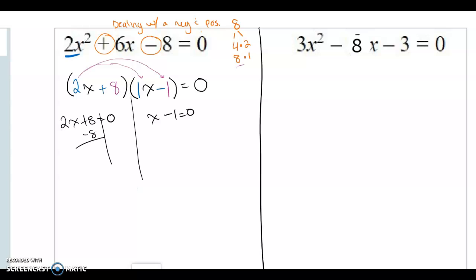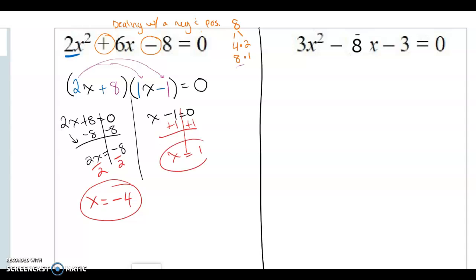And I'm going to subtract 8. If I divide by 2, I get x equals a negative divided by a positive is a negative. 8 divided by 2 is negative 4. And I should get a positive 1. So that's where it'll hit on my x-axis, at negative 4 and positive 1. Sometimes there's 2 answers, sometimes there's only 1. So let's try this one now.